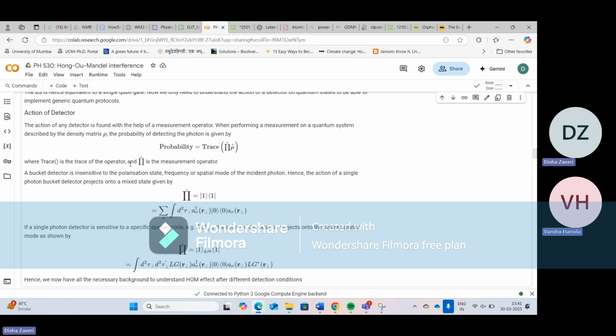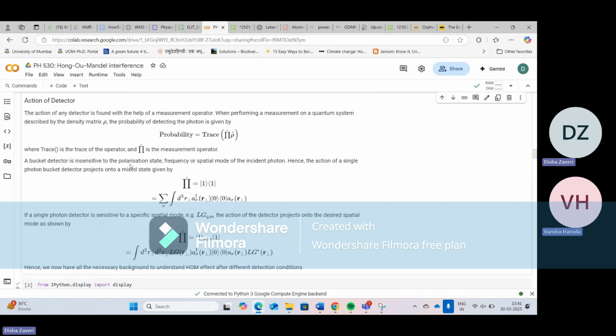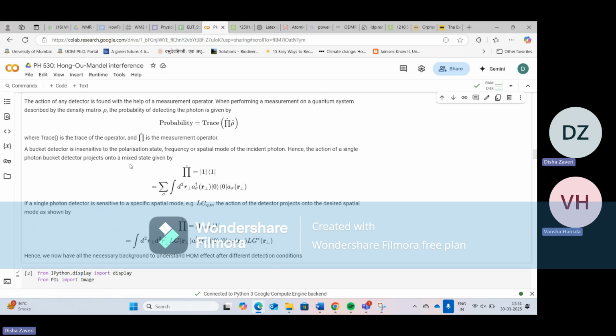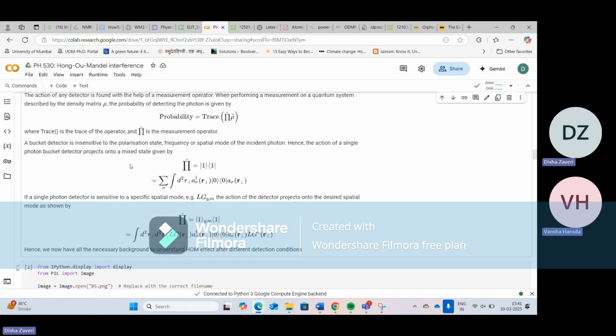So when we are performing a measurement on a quantum system, the probability of detecting a photon is given by the trace of that measurement operator into the density matrix of that state of that system. So basically, there are two types of detectors I'm going to discuss, and that is going to be discussed in the paper.